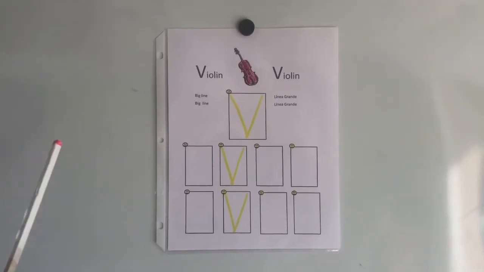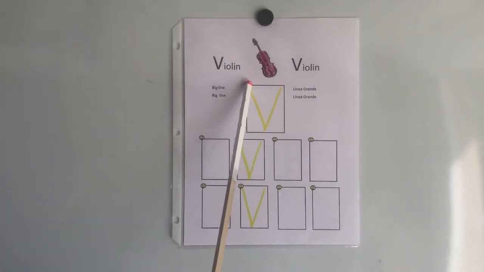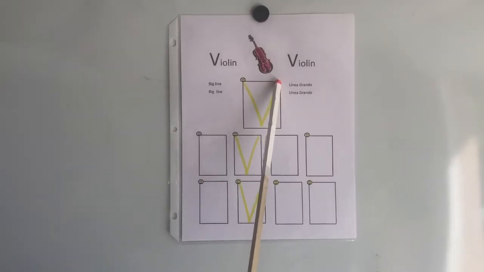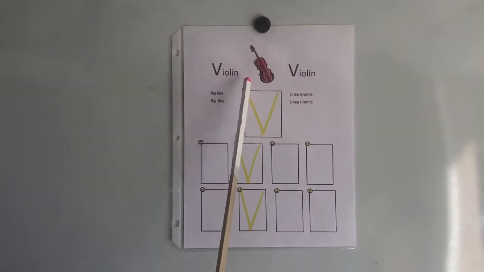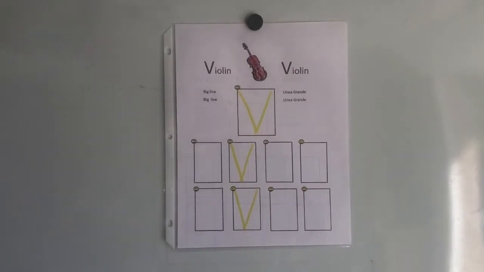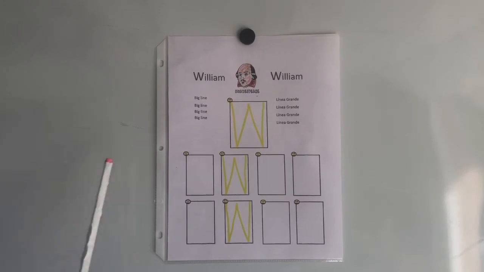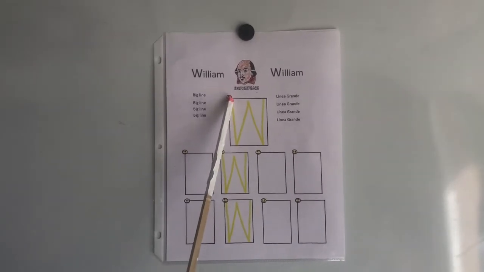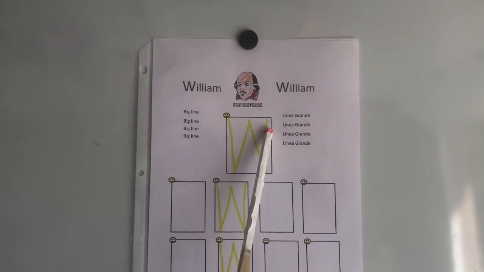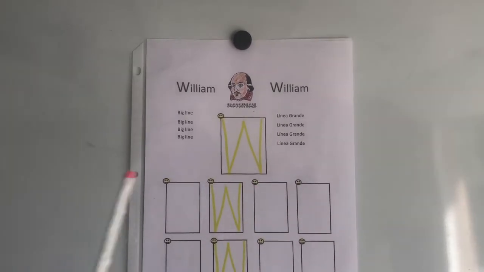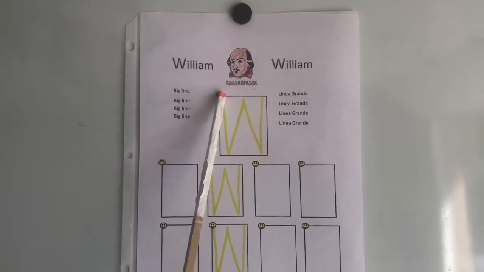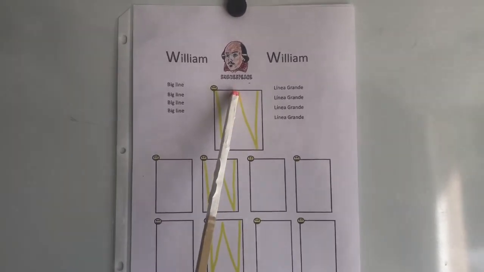For the letter V, we're going to start at the top, at the starting corner. Big line. Vamos a empezar aquí en la esquina de empezar. Línea grande. For the letter W, we start at the starting corner. Big line. For la letra W, vamos a empezar aquí en la esquina de empezar. Línea grande.